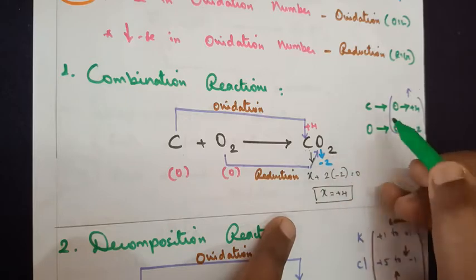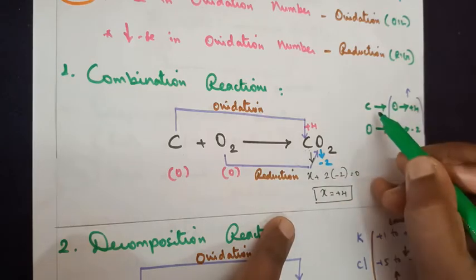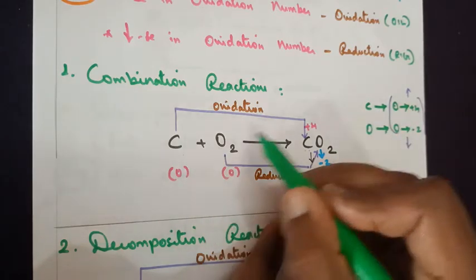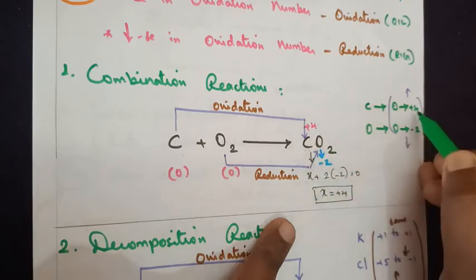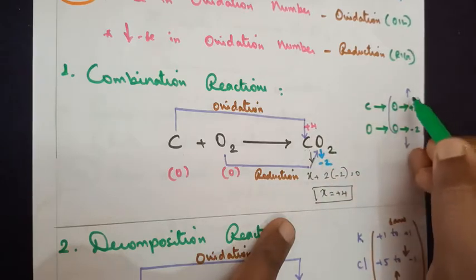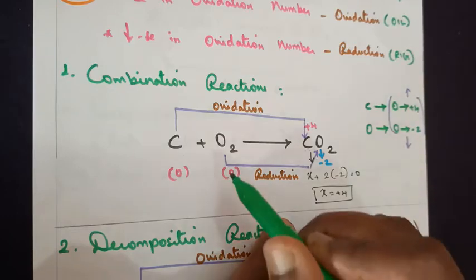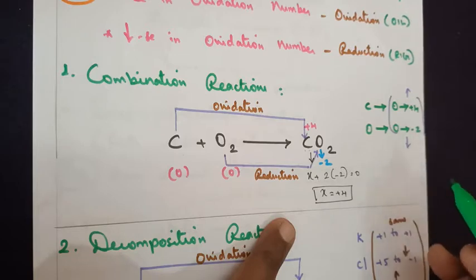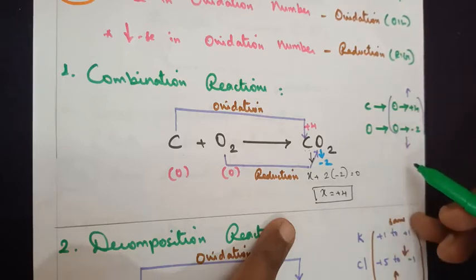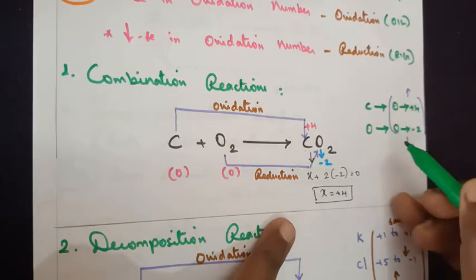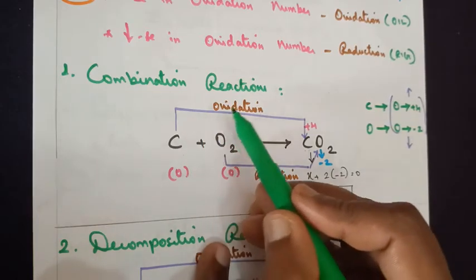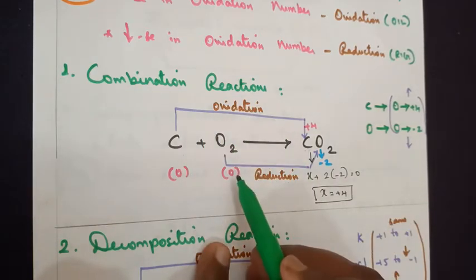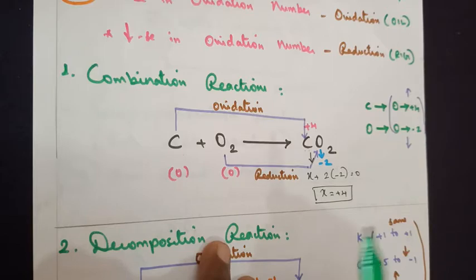Now that's the point I have written clearly here. Carbon, from 0 the number has increased to +4. Hence oxidation is taking place because there is an increase in the number. In case of oxygen, from 0 the number has gone down to -2, meaning there is a decrease in the oxidation number. Hence we say carbon undergoes oxidation and oxygen undergoes reduction here.